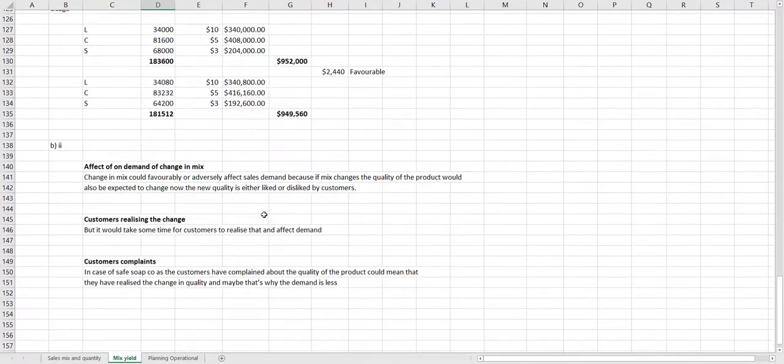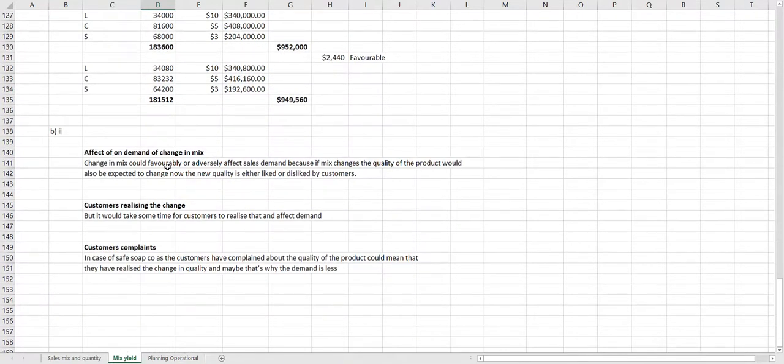Okay, effect on demand of change in mix. A change in mix could favorably or adversely affect the sales demand, because if the mix changes, the quality of the product would change. Now the new quality is either liked or disliked by the customer. It depends. Maybe they like it, maybe they don't. If they like it, it could increase the demand, or if they don't like it, it could decrease the demand. But it would take some time for the customer to realize that and affect the demand.